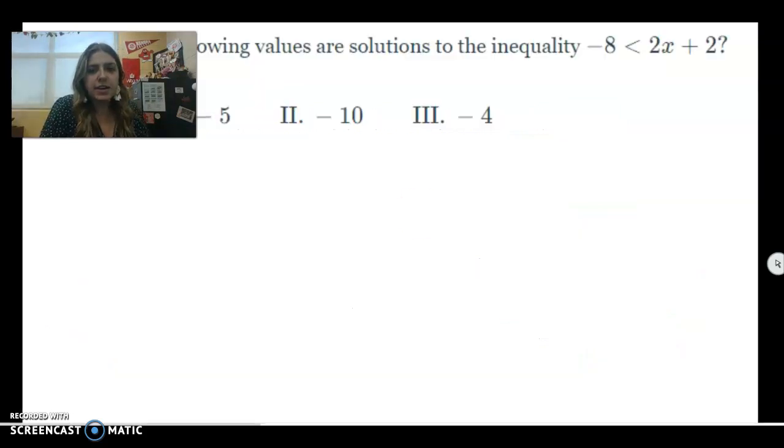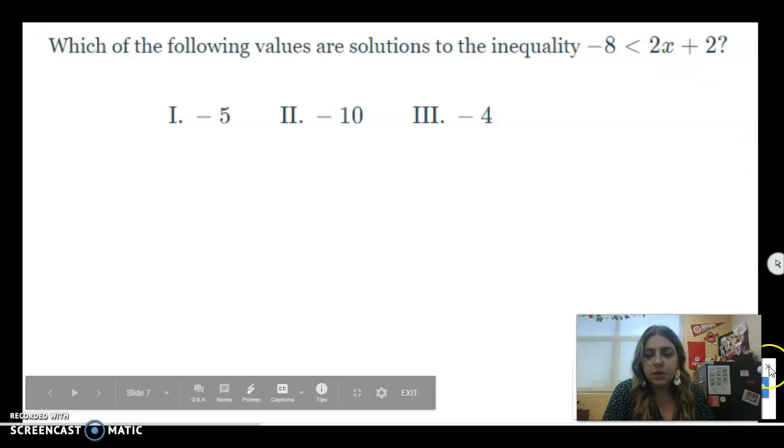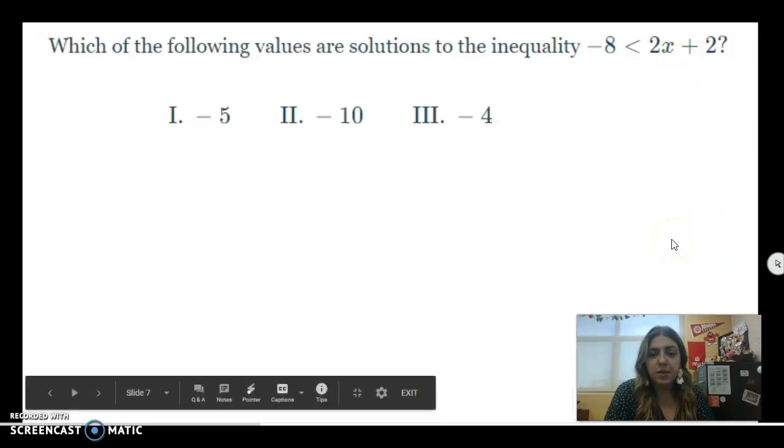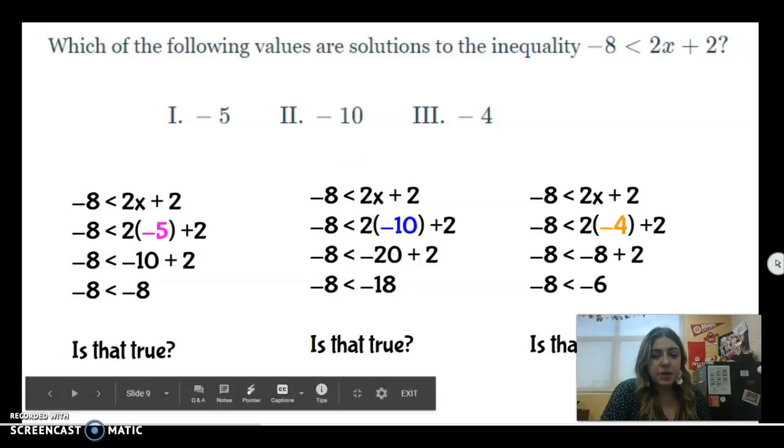All right, so our next set of problems, instead of just looking for one solution, we have to test 3 of these. Okay, so it says which of the following are solutions to the inequality -8 is less than 2x plus 2. Okay, so how do we solve this? Well, we're going to substitute in each of these values for x. Okay, so plug them in, substitute them in, is what we're going to do.